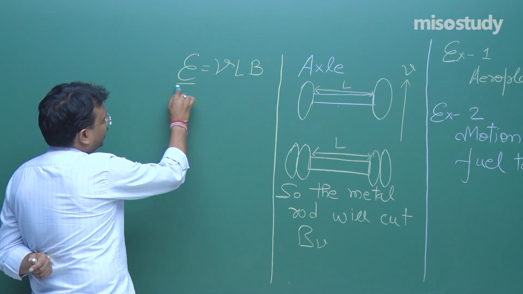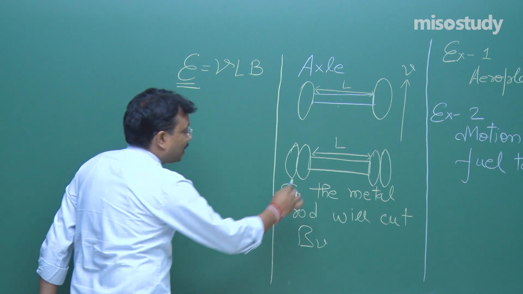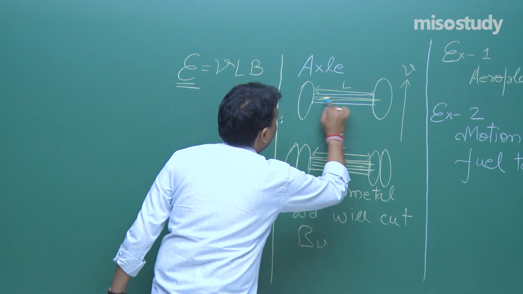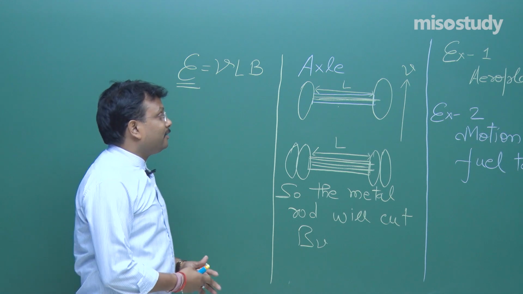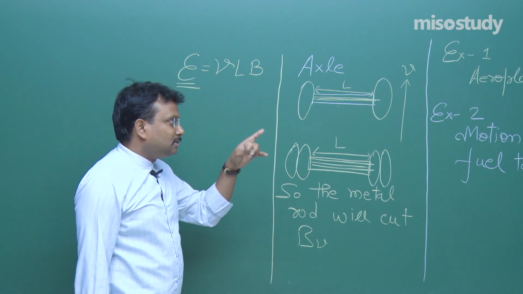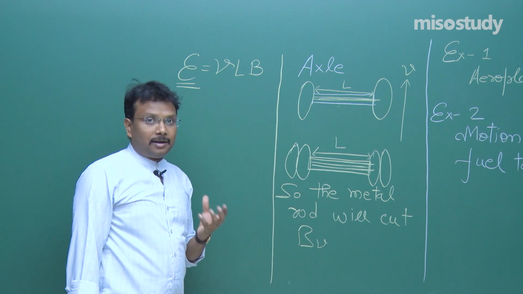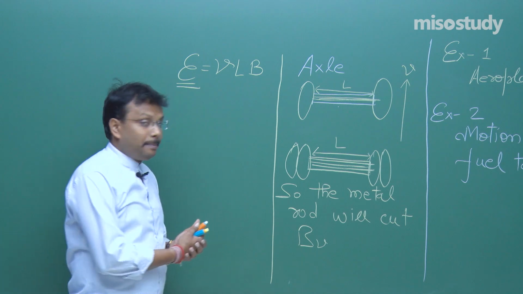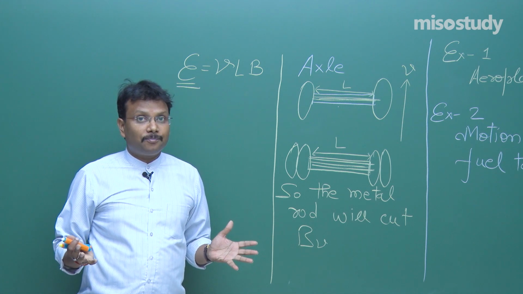So, this induced EMF will appear at the ends of this axle. Ultimately, it will start producing charge accumulation, and this fuel tanker, if carrying petrol or diesel or any inflammable material, so what will happen? A dangerous situation.